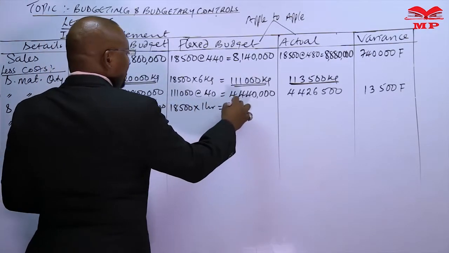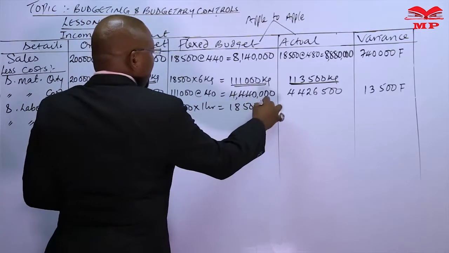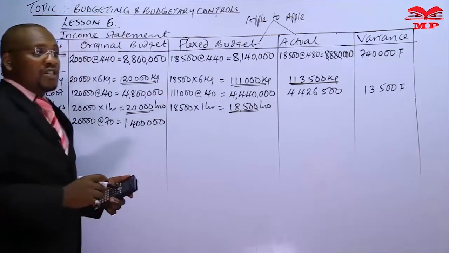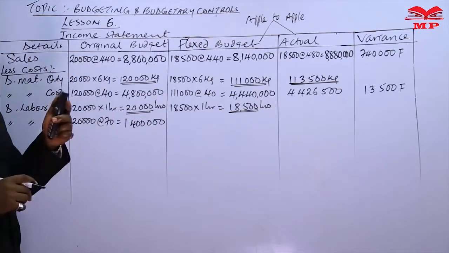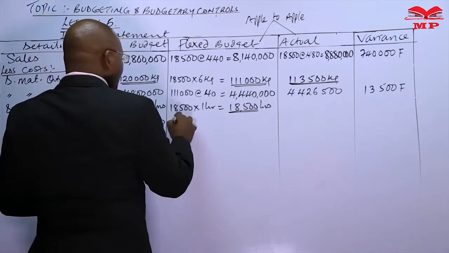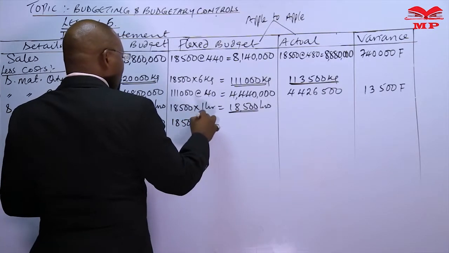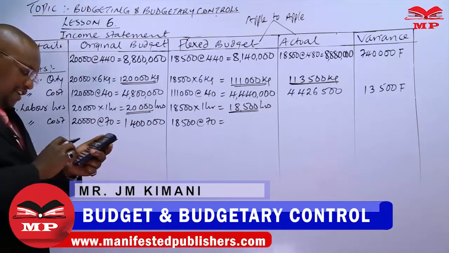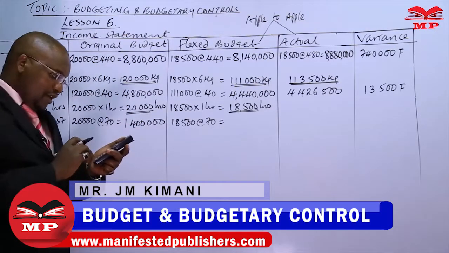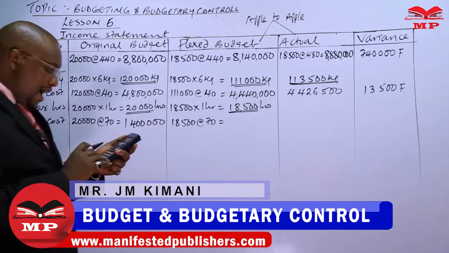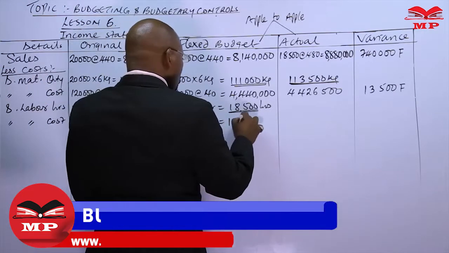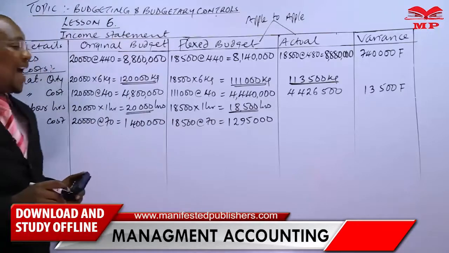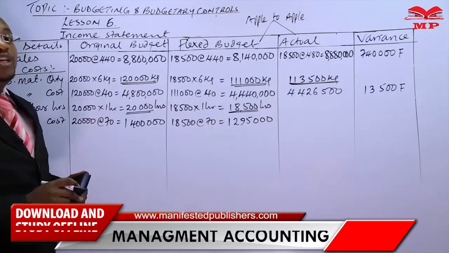Then when it comes to the flexible budget, we were to produce 18,500 times 1 hour, so that we can have 18,500 hours. This is the budget number of hours we were to use for the 18,500 units of production. So these 18,500 hours, we multiply by 70 shillings as our budget cost. 18,500 multiplied by 70 per hour is 1,295,000.